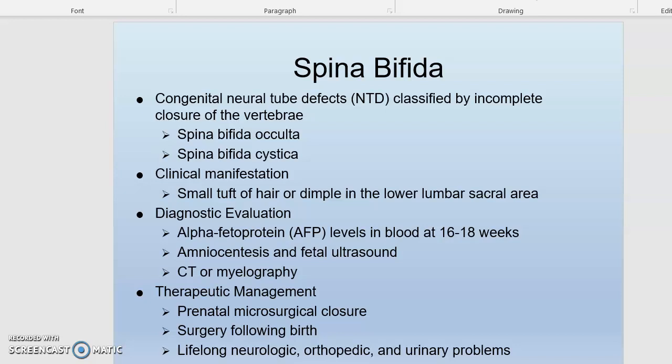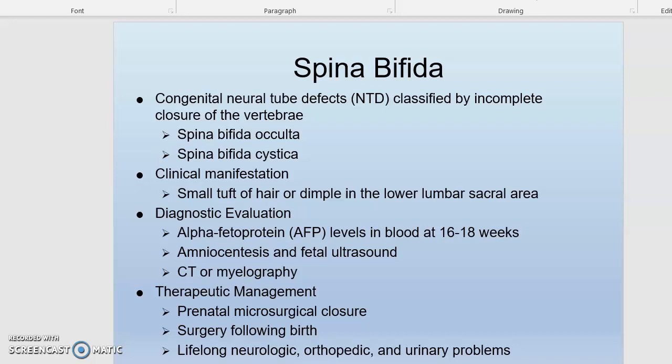Spina bifida is a congenital neural tube defect classified by incomplete closure of the vertebrae. It can be considered spina bifida occulta or spina bifida cystica. Clinical manifestations include a small tuft of hair or dimple on the lower lumbar sacral area.